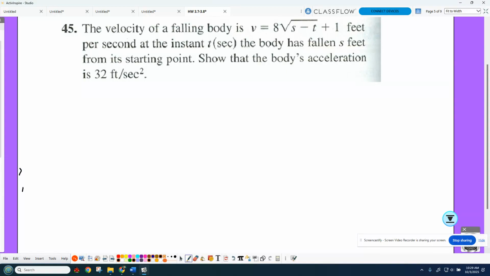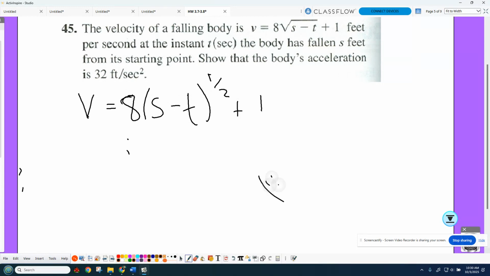So the velocity is v equals 8 times the square root of s minus t plus 1. I have v, s, and t. Are they all changing? Are they all variable? Is anything a constant in there? Like 2 or 3. There are two constants there. S and t are constants? No. Oh, the 8 and the 1. Okay, they don't have letters. So everything with a letter is moving, right?